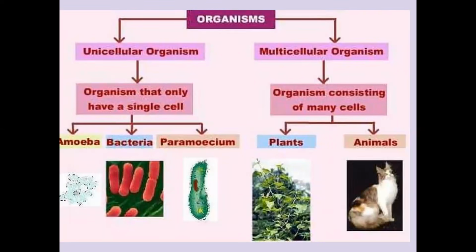So here is a flow chart with unicellular organisms on the left-hand side, multicellular on the right. Unicellular has one single cell, such as amoeba, bacteria, and parameciums. Multicellular organisms contain many cells. Those are going to be your plants and your animals.